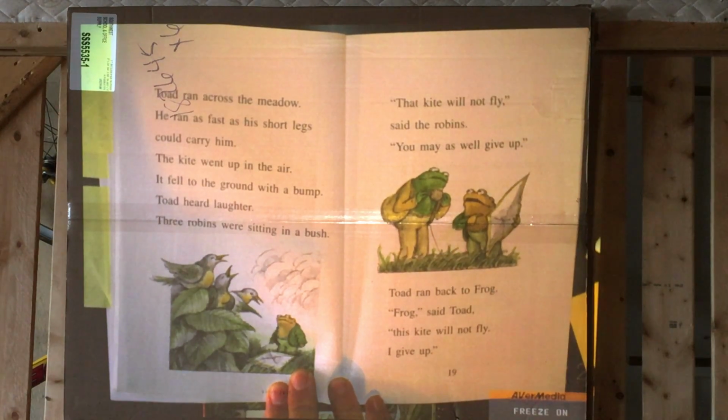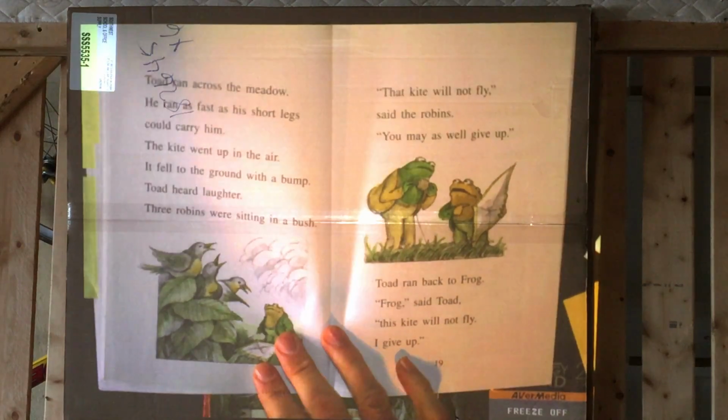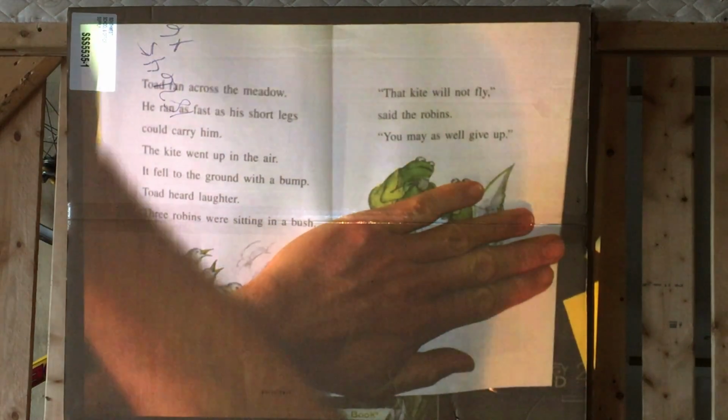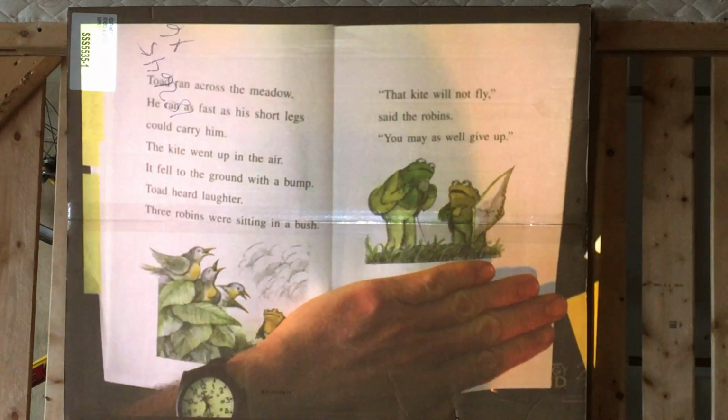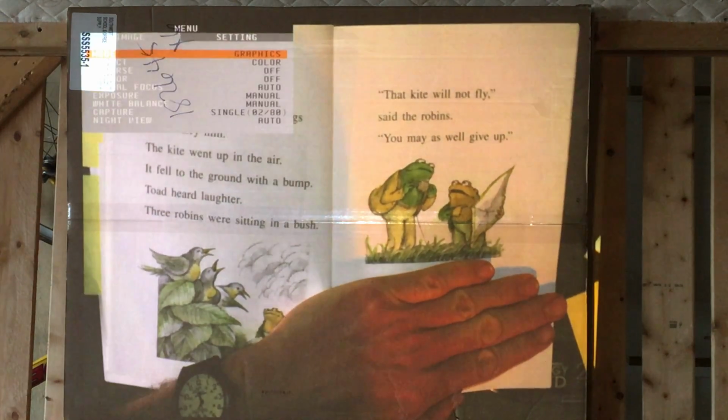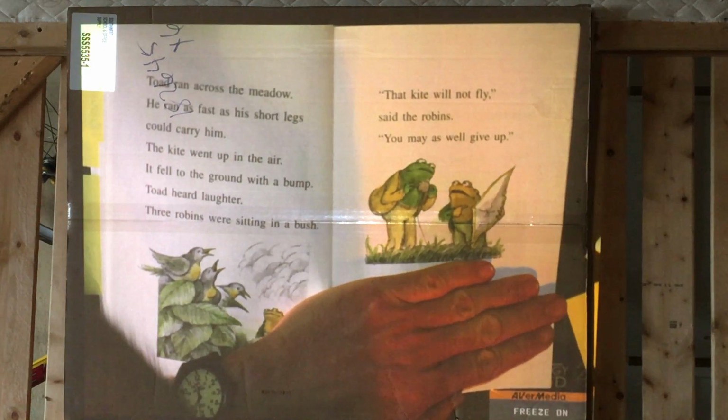Now, before I even read the next bit, I'm going to close that. Let me just see if I can freeze that. A little tricky. Oops, freeze that. Now, I want you to think to yourself, what's going to happen next? We know some things about the characters. We know some things that might happen in this story. The robins are saying the kite will not fly. Might as well give up.